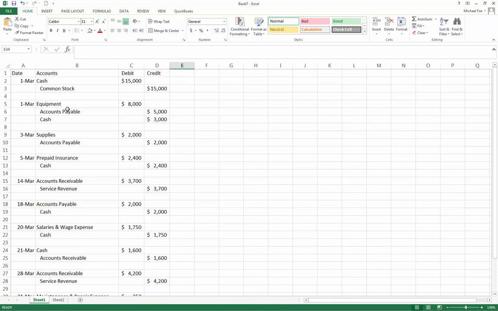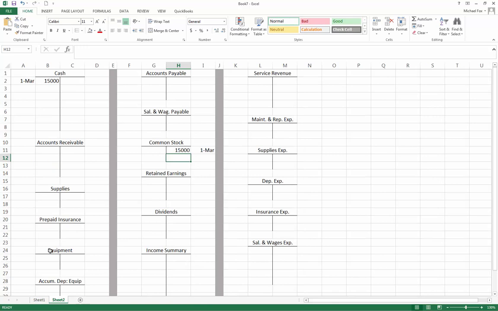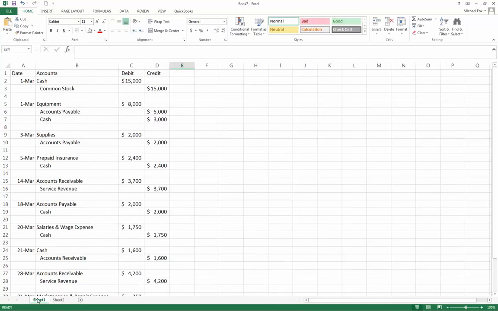On March 1st, we debited equipment $8,000, we credited accounts payable $5,000, and we credited cash $3,000. So we'll come over and find equipment, March 1st, $8,000. Accounts payable, $5,000. And it was cash, I believe, was the other $3,000. I'll do about 5 of these, and then I'll pause it and do the rest of them.